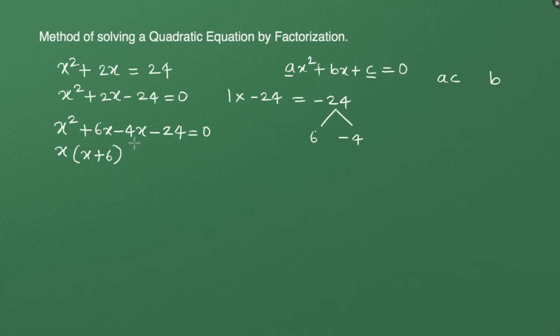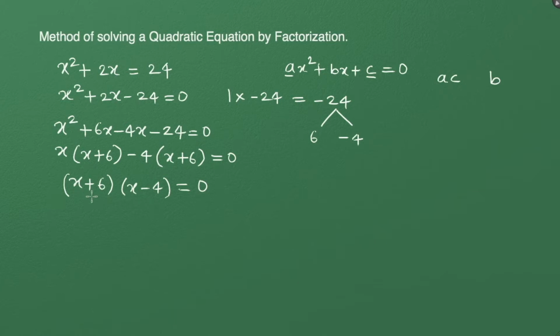Now from the third and fourth term, we have minus 4 common. We get x plus 6 inside the bracket. Now again x plus 6 we can take common and x minus 4 in another bracket. Now we have obtained two linear factors.